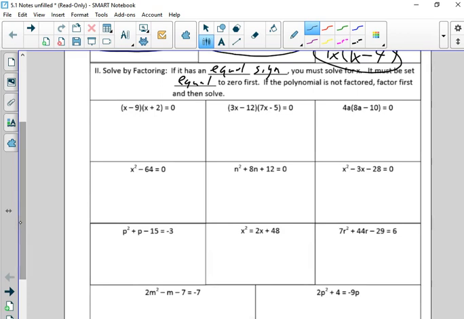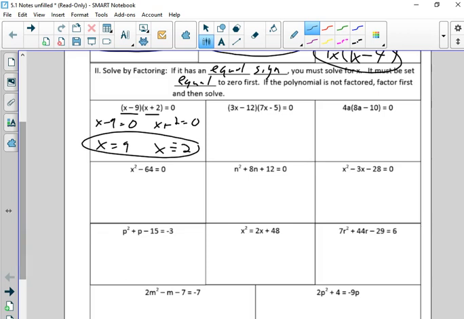This one's already factored for you. Okay? So we already done the factoring. Now, at this point, you're going to take each one of these and set it equal to 0. So I'm going to write x minus 9 equals 0, and I'm going to write x plus 2 equals 0. Now I just solve. Add 9, boom. Subtract 2, I'm done. X equals -2. X equals positive 9. Done.